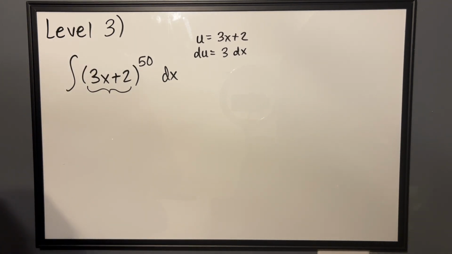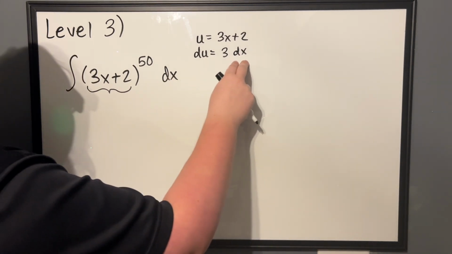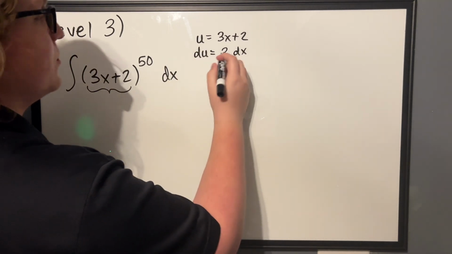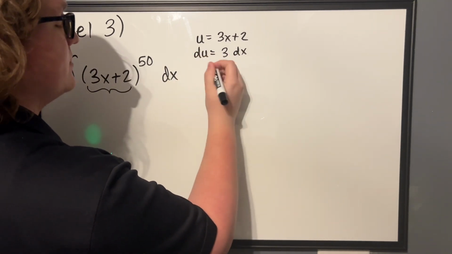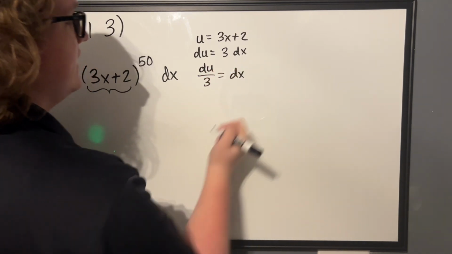Okay, so the whole point of a u substitution, and I'm sure you're familiar with this, is to replace all of our x variables with u's. So we want to eventually replace this dx. So we want to solve for dx here, that way we can replace it. So we need to divide both sides by 3. So we'll get du over 3 is equal to dx.